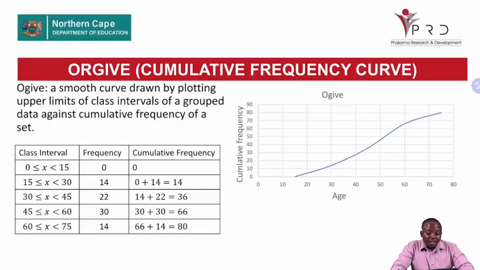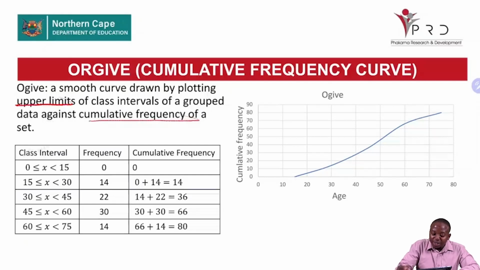Now, let us look at the grade 11 revision. In grade 11, which is our objective for this lesson, we are talking about the Ogive curves. What are they? An Ogive curve is a very smooth curve drawn by plotting upper limits of the class intervals of grouped data against the cumulative frequency of the set. So what are we plotting? Upper limits against our cumulative frequency.